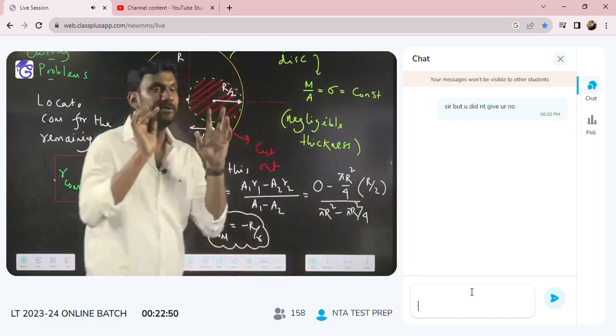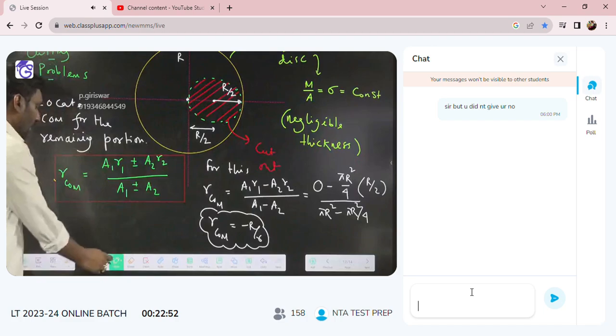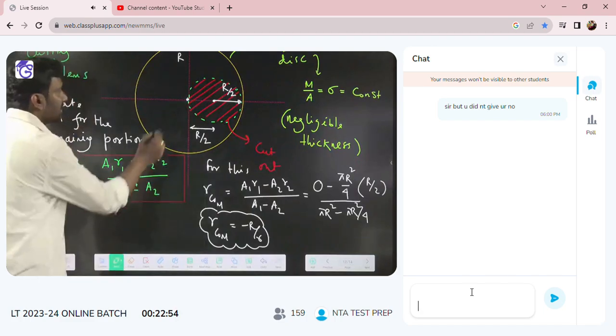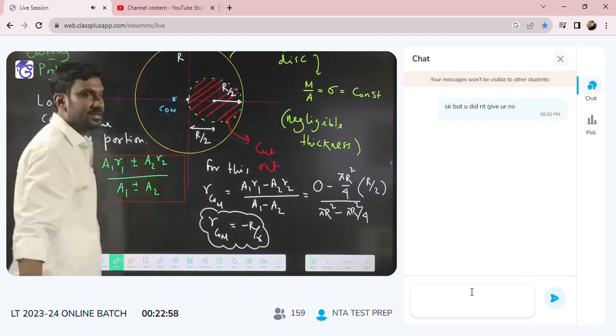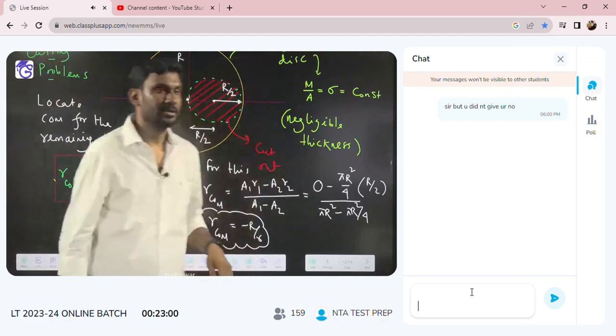See, the real beauty lies here in the discussion. What is the significance of this negative sign, boys and girls? Center of mass is here now. Center of mass is here. Discussion is very important. Okay.